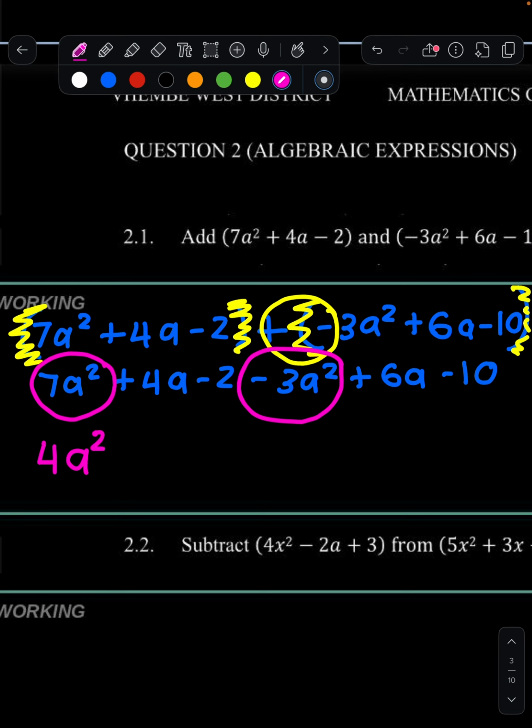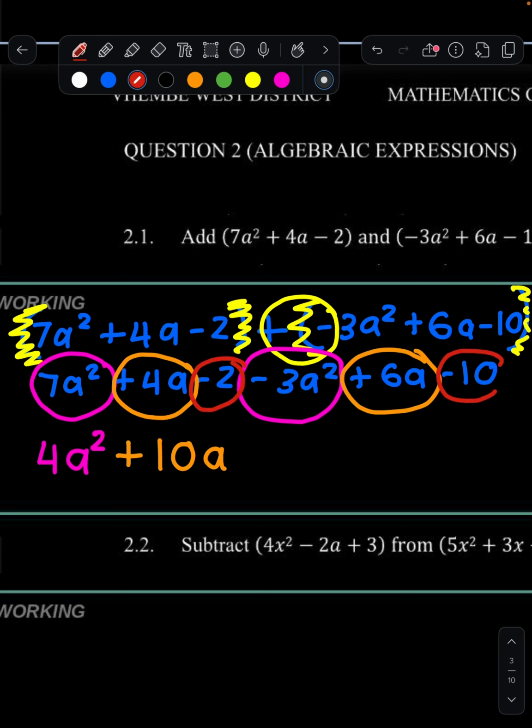Then we can work with the a's. So 4a add 6a is 10a. And then finally we can do the numbers. We've got minus 2 minus another 10 is minus 12. And that is as far as we can go for that one. We can't do any further simplifying because these are all different terms. So we can't add the a squared and the a, for example.